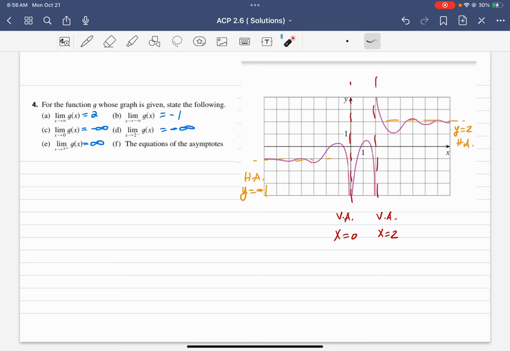So when we're thinking about vertical asymptotes, it's where the function explodes or grows without bound. And for a horizontal asymptote, we're thinking in the long run, does the function settle down to some value? So that's number 4.